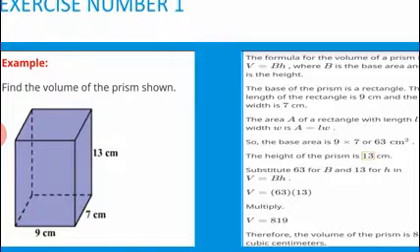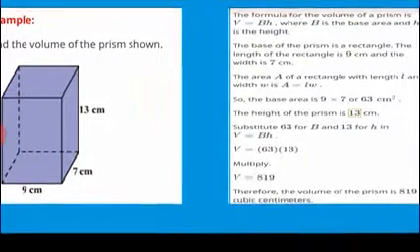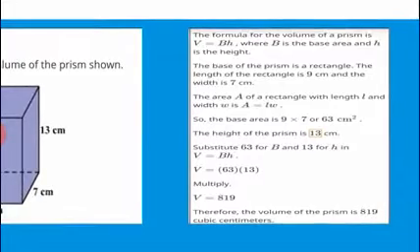So we substitute 63 for B and 13 for H in V equal B times H. So we have that the volume is equal 63 times 13. We multiply it, we obtain 819. Therefore, the volume of the prism is 819 cubic centimeters.